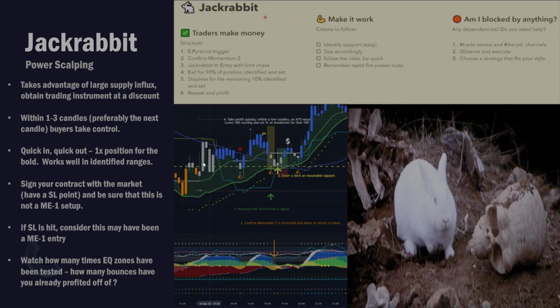If it's been 2, 3, 4 candles and you're not seeing the move happen after one of these pyramids prints, I just get out. Better to be out when you're not sure why you entered that trade, or you're not sure if your interpretation of it was correct. It's a quick in, quick out strategy. 1x position for the bold. It works well in identified ranges and small uptrends.